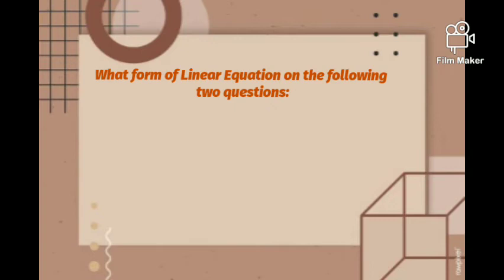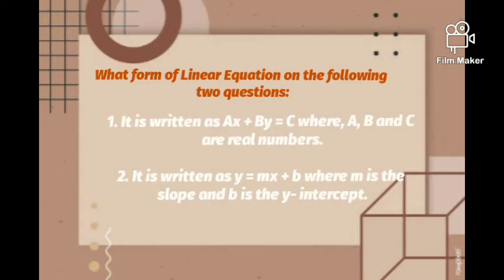Is there anyone here who knows the answer to the following two questions, what form of linear equation it is? Number 1, it is written as ax plus by equals c where a, b, and c are real numbers. Yes, the answer is standard form. Number 2, it is written as y equals mx plus b where m is the slope and b is the y-intercept. Yes, correct. The answer is slope-intercept form.